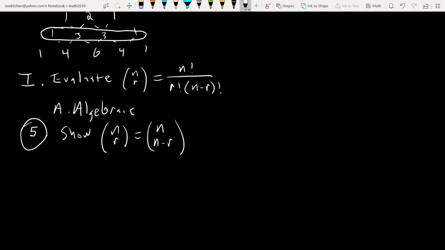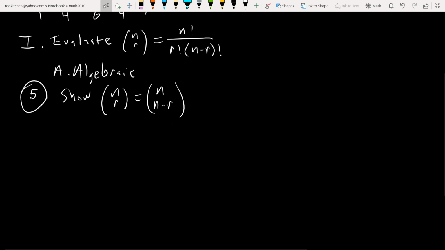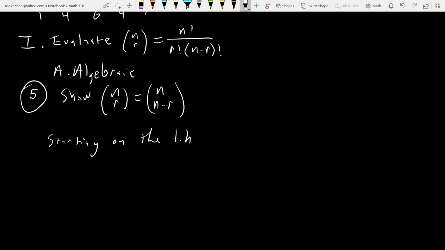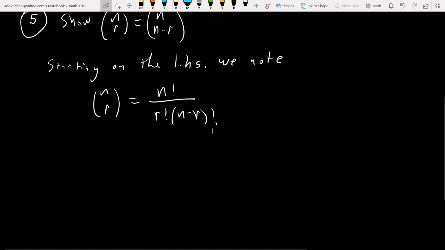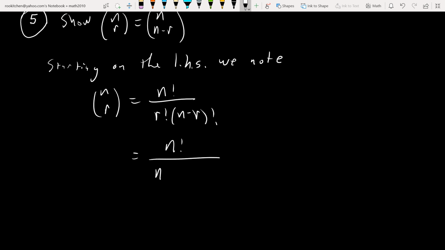Okay. And what you do, and we're not even going to write it like a direct proof, we're just going to show it kind of like a trigonometric identity, right? So you're going to start on one side, go to the other, and use the definitions. So starting on the left hand side, we note that n choose r is equal to n factorial all over r factorial times n minus r factorial. It's just the definition. We could use the commutative property of multiplication in the denominator to rewrite that as n minus r factorial times r factorial.